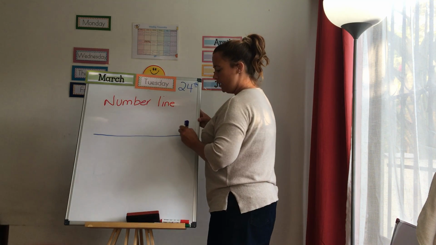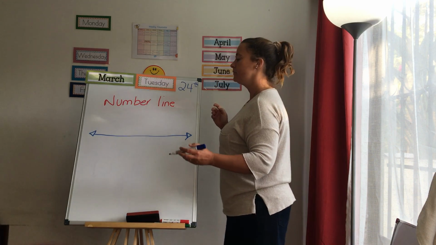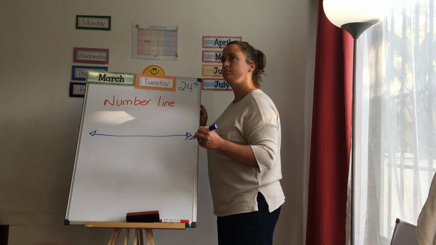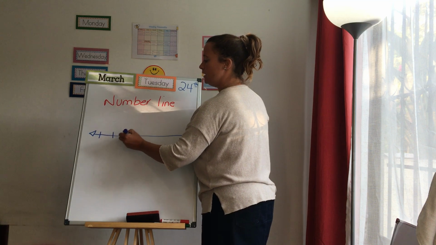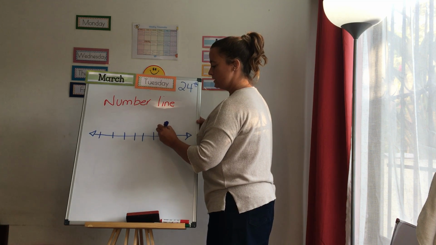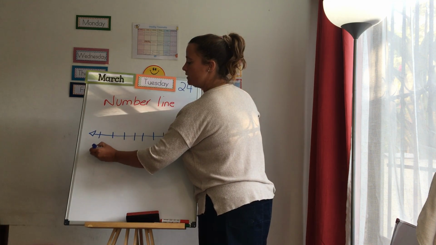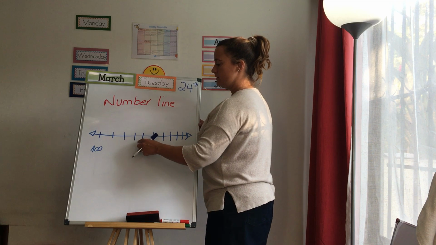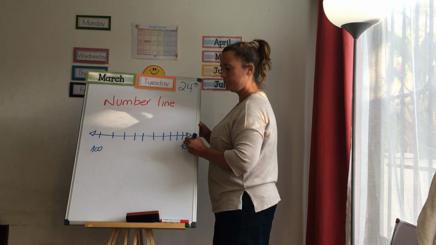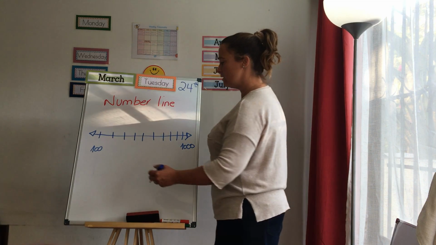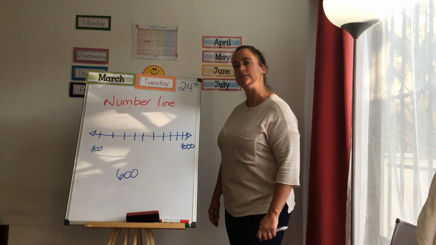Remember, my number line, no end and no beginning. Yeah? This is a cool one. 1, 2, 3, 4, 5, 6, 7, 8, 9, 10, 100 and 1000. And I need you to place the number 600 on my number line.